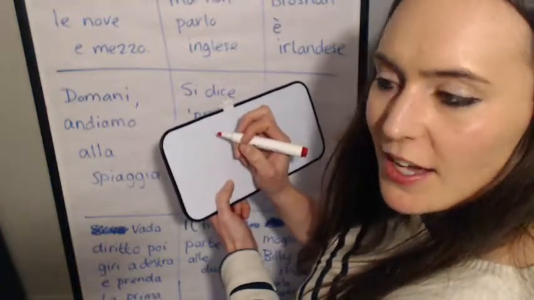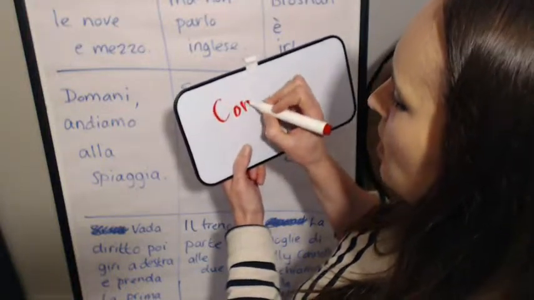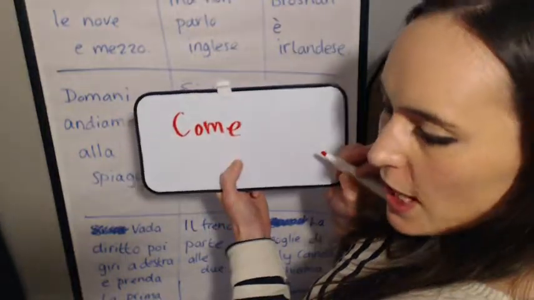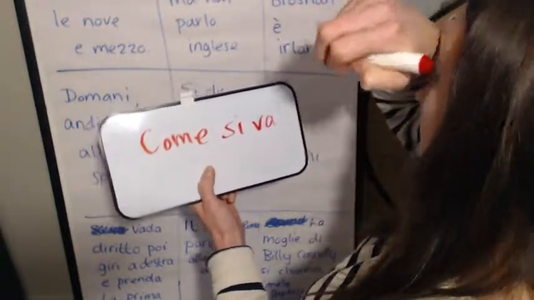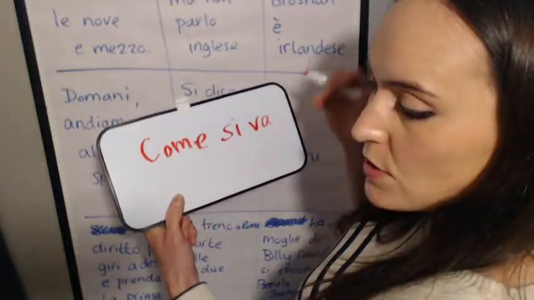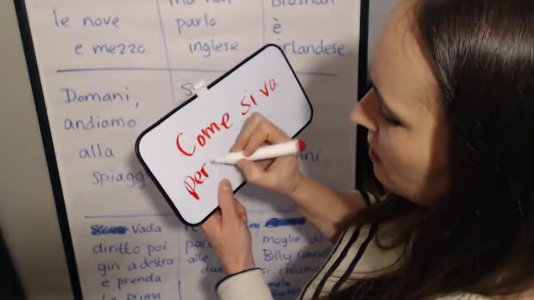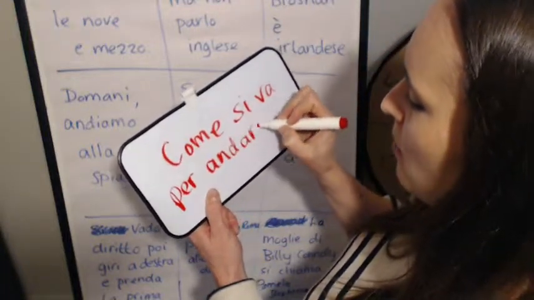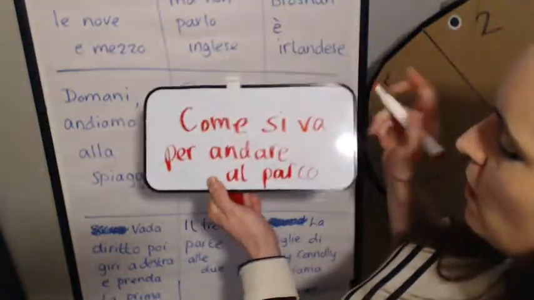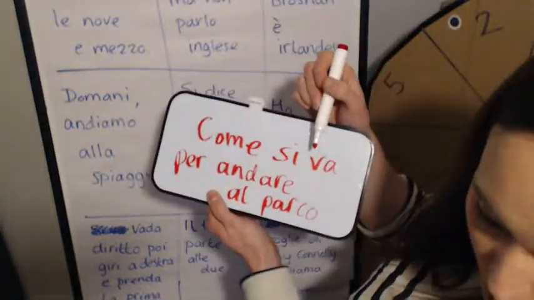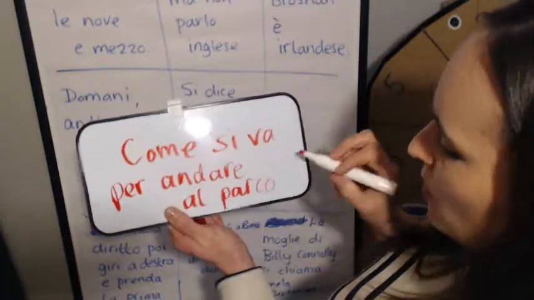Questions with how. How do they start? They start come, like come si dice. How does one get? Come si va. Come si va, how does one get? Or how does one go to get to? Come si va per andare al parco? To the park. Al parco. Come si va per andare al parco? How do you go in order to get to the park?